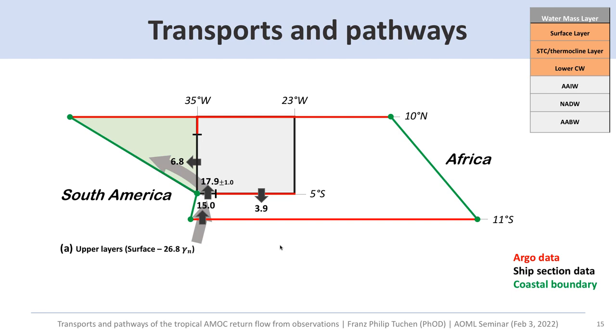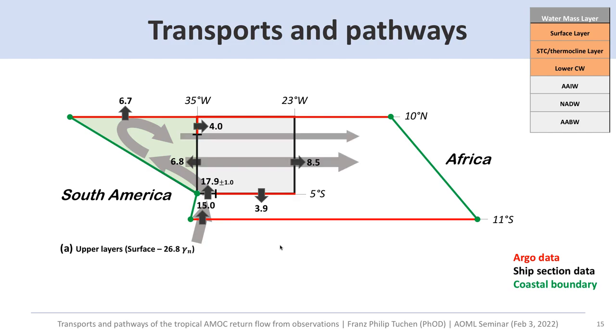And then we came up with another schematic for all these different transport estimates at all different locations. And we divided these estimates into an upper layer, which is composed of these three water masses here. And in green, you can just see very schematically the South American coast and then the African coast. And then the red lines indicate where we used Argo data, and the black lines where we used ship section data. Okay, so just walking through this plot.